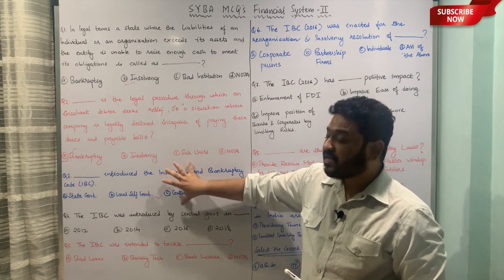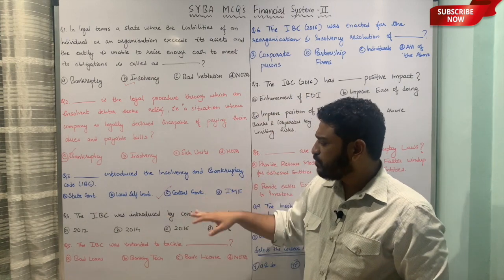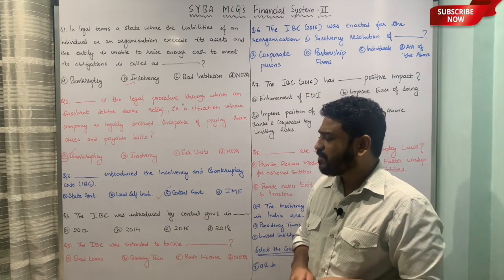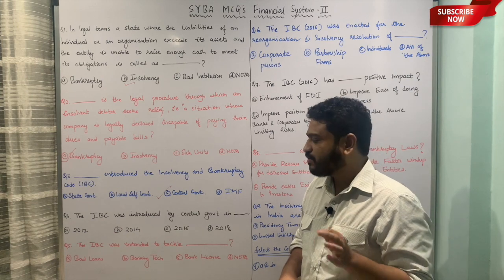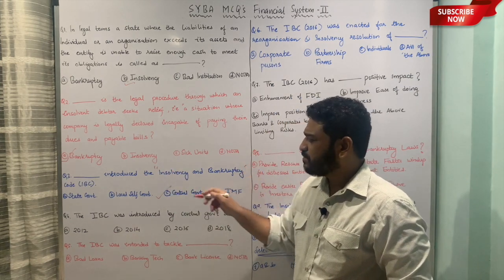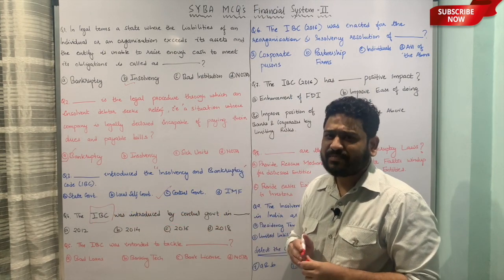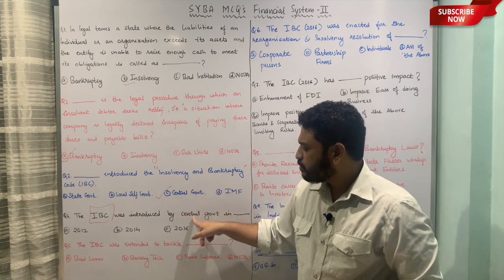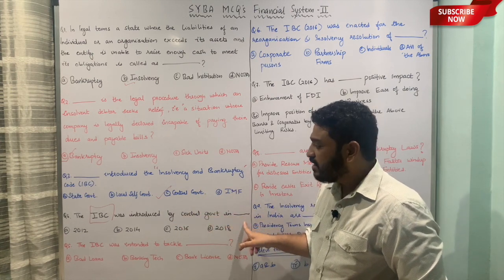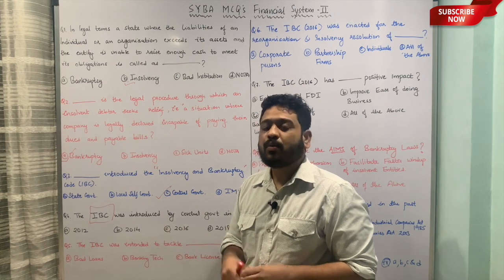I hope this is clear. Here I am asking who introduced the bill. Okay, let's now move to the next one. The next one says the Insolvency and Bankruptcy Code. Here onwards I won't use the entire term, rather I'll use IBC, that is Insolvency and Bankruptcy Code, was introduced by the central government in dash year. Which year was the Insolvency and Bankruptcy Code introduced?